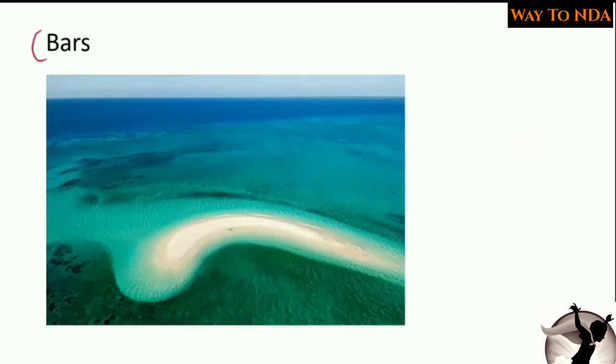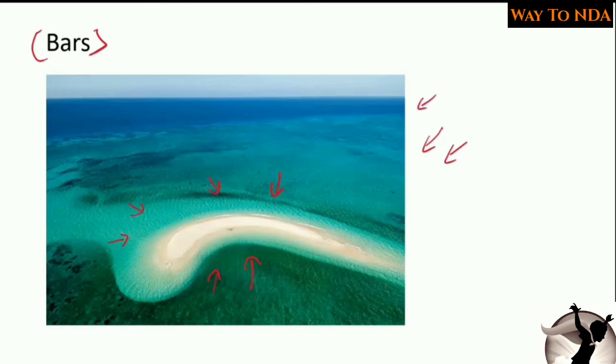The next is bars. So bars are also a depositional feature. The waves have brought all the finer material, and it is deposited at a certain place where they find some obstruction. Usually bars will be underwater. It will not be above the water level. It will be just below the water, a little visible but not that much, with very low visibility. This type of structure, partially below the water and partially above the water, is called a bar. So these small structures are called bars.